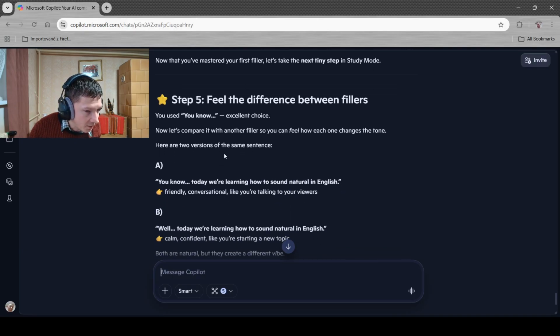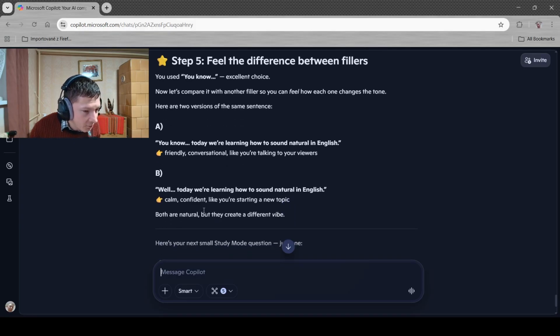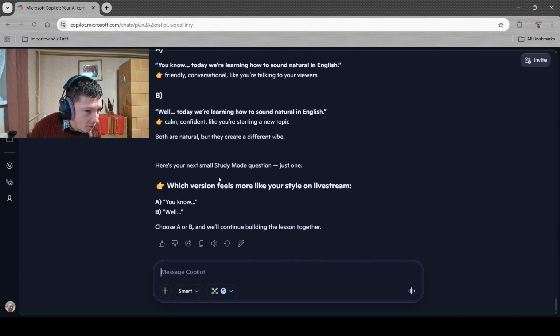Here are two versions of the same sentence. A. You know, three dots. Today we're learning how to sound natural in English. Friendly, conversational, like you're talking to your viewers. B. Well, today we're learning how to sound natural in English. Calm, confident, like you're starting a new topic. Both are natural, but they create a different vibe. Here's your next small study mode question. Just one. Which version feels more like your style on live stream?